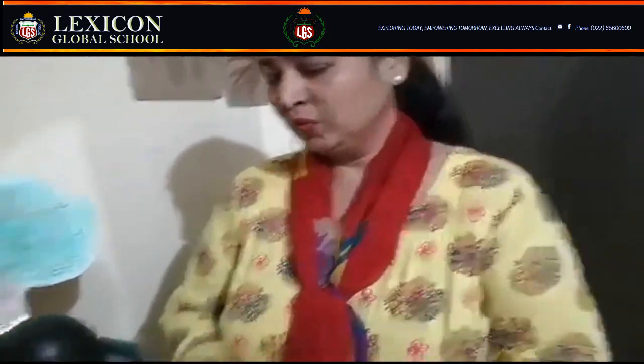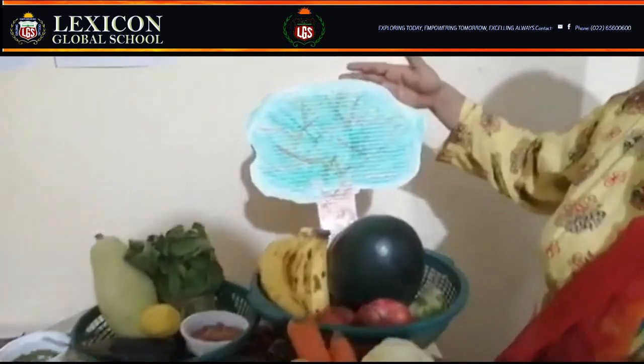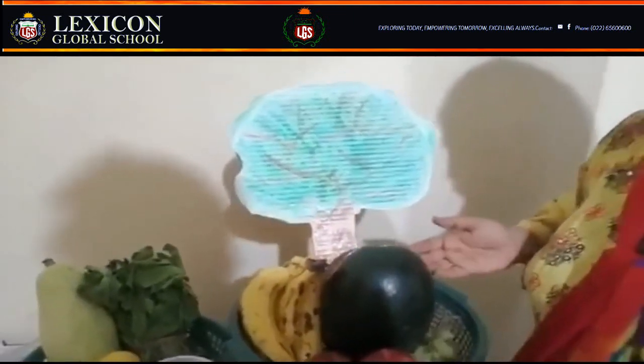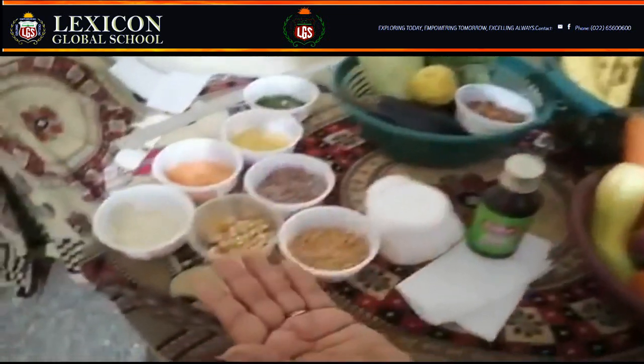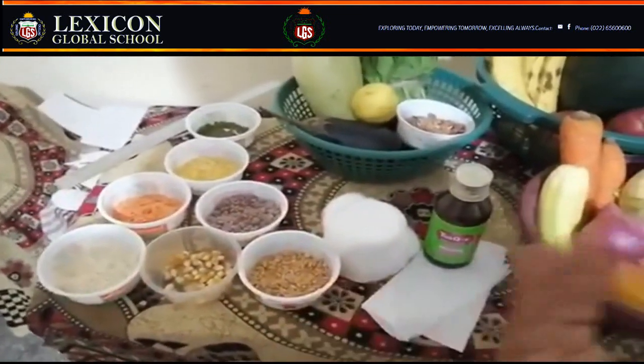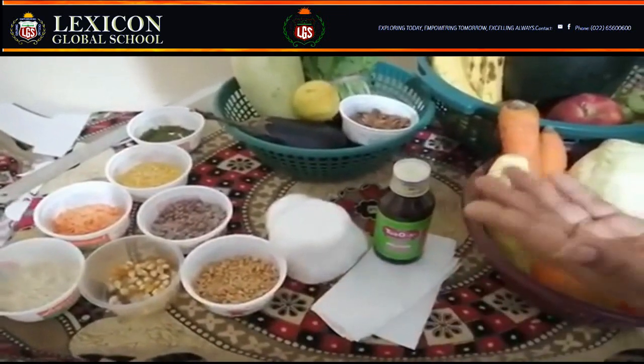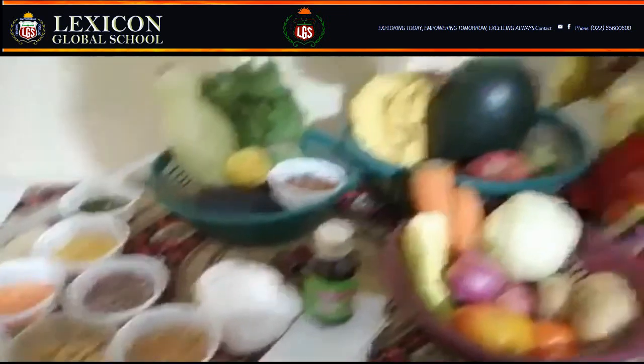So today, children, I have displayed a few things on my table. I would like to show you. Children, this is a tree. Tree gives us fruits, vegetables, pulses, legumes, cotton, medicine, paper, and many more things. So, as you know, the basic thing for a tree to grow is a seed.